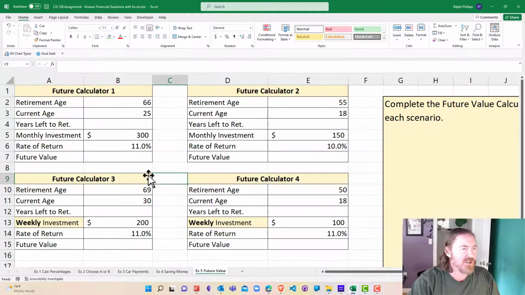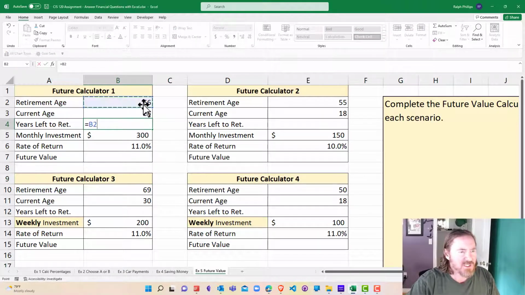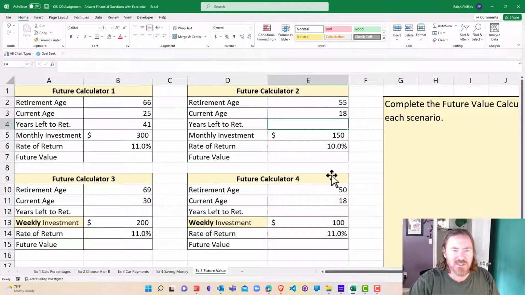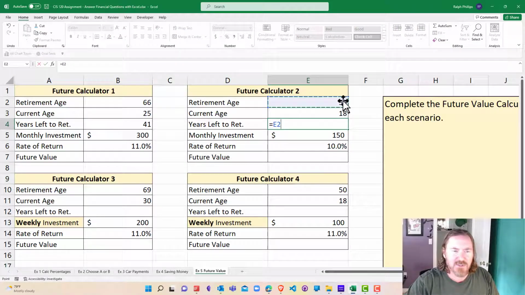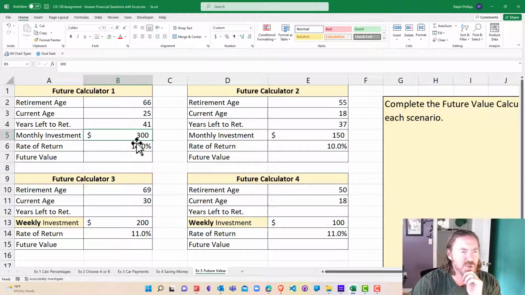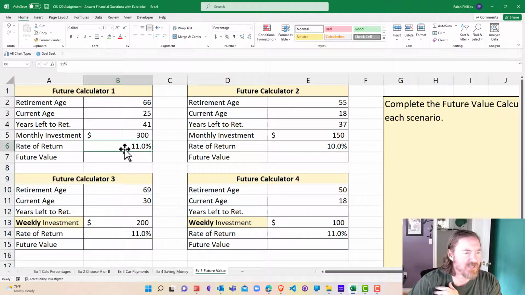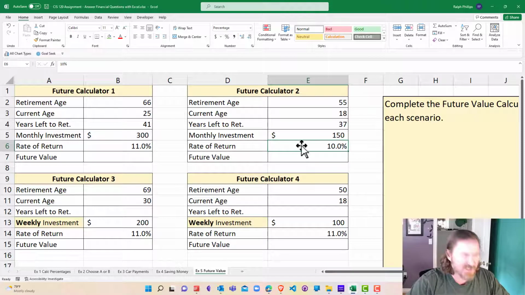So let's see what we got here. Retirement ages. We got a couple scenarios here, but we can do the formulas the same. So years left to retirement is going to be equal to retirement age minus current age. That's the years left. Let's do this one. Equals the retirement age minus the current age. Okay, someone has 41 years left, someone has 37 years left. Someone's going to invest $300 a month, another person's going to invest $150 per month. Someone's going to get an 11% rate of return, the other one's going to get a 10% rate of return.